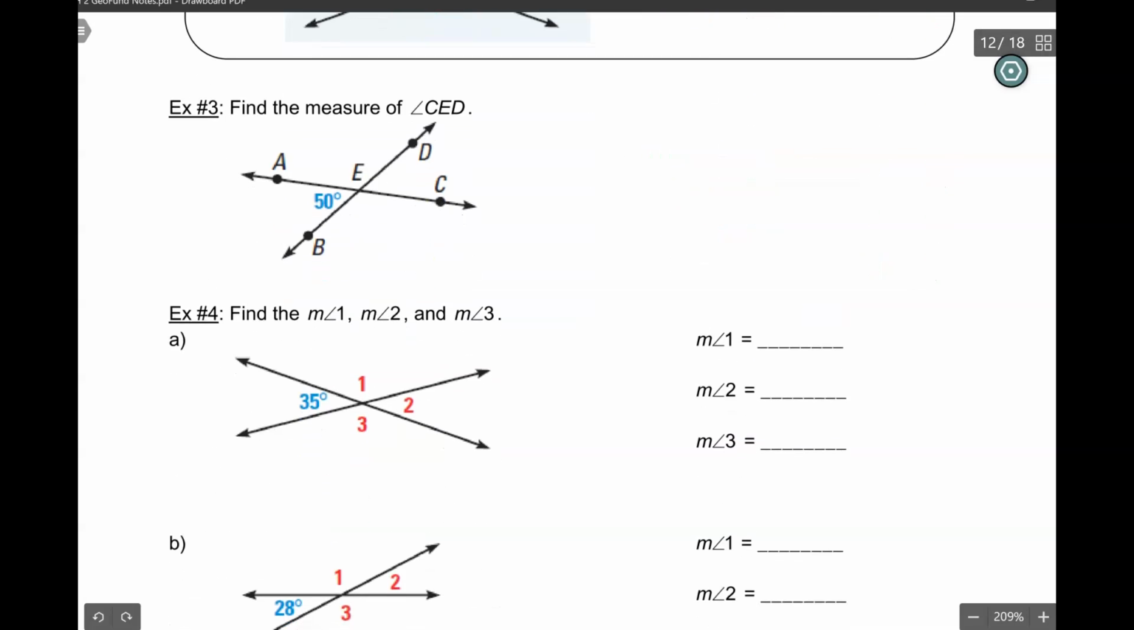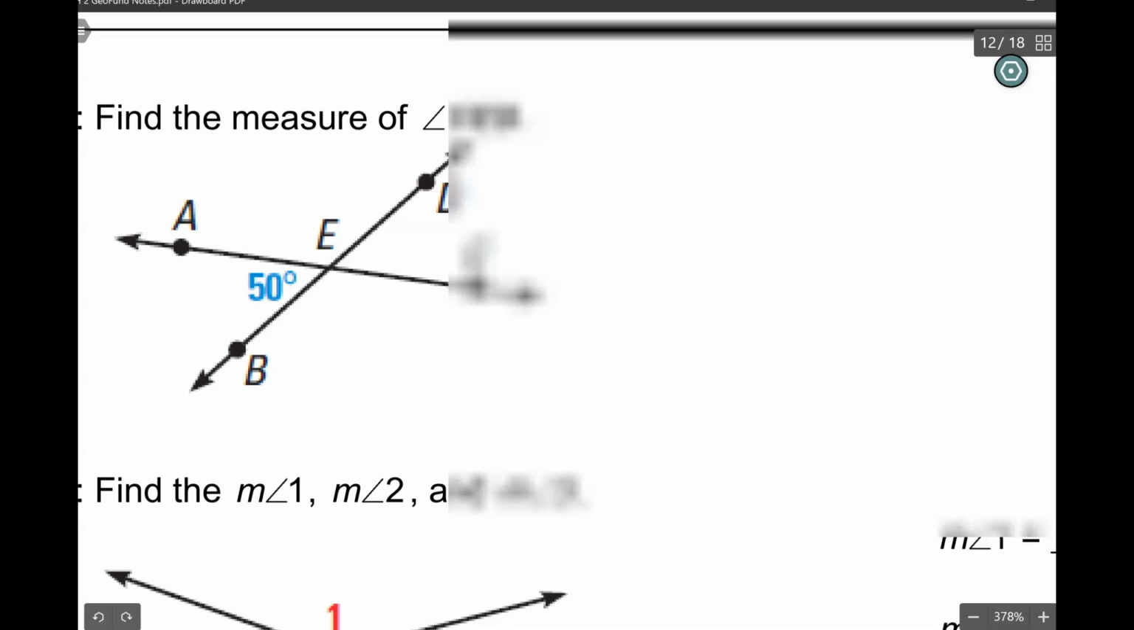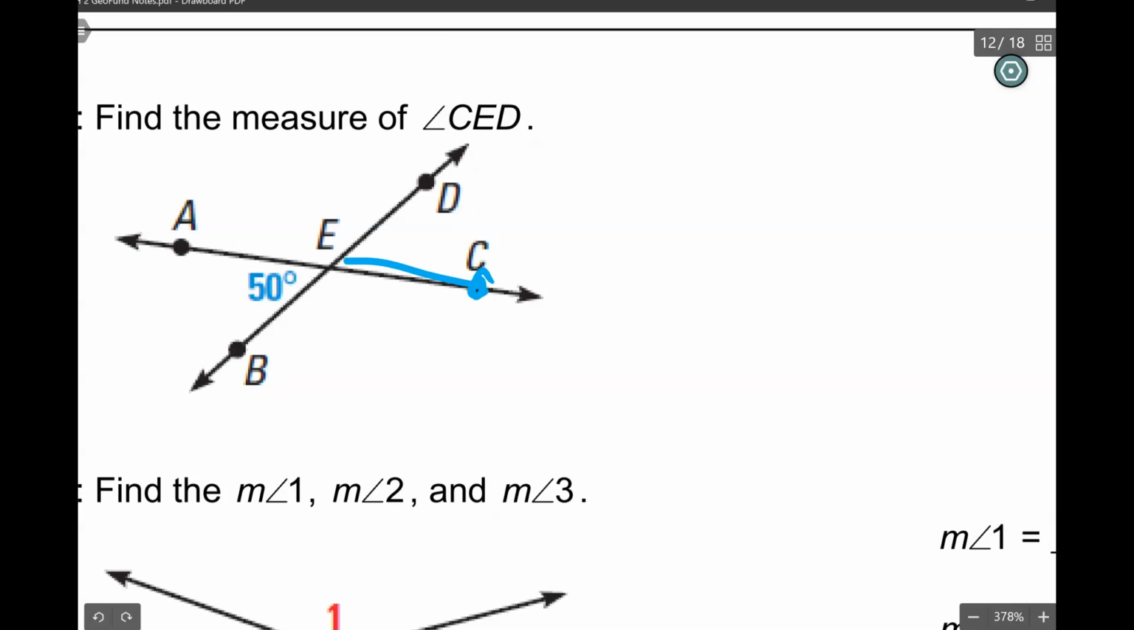All right, find the measure of angle CED. Okay, that's this angle here. Oh, okay, so it's a vertical angle. These two are vertical angles, so therefore they're going to be equal.